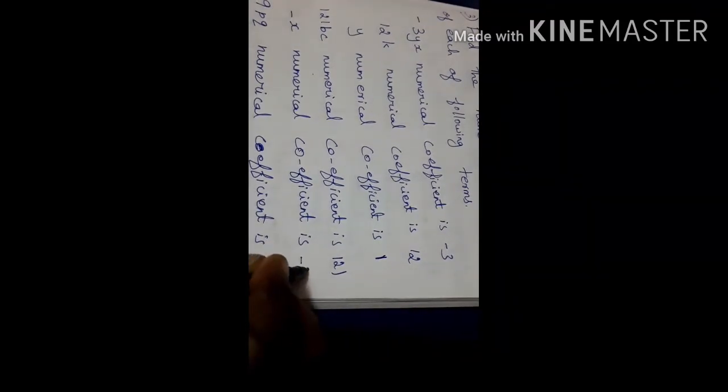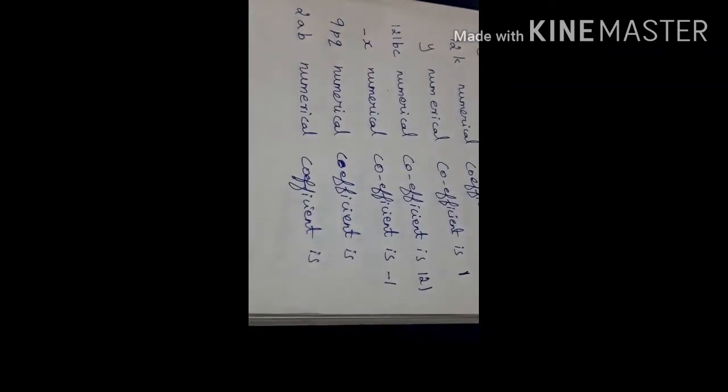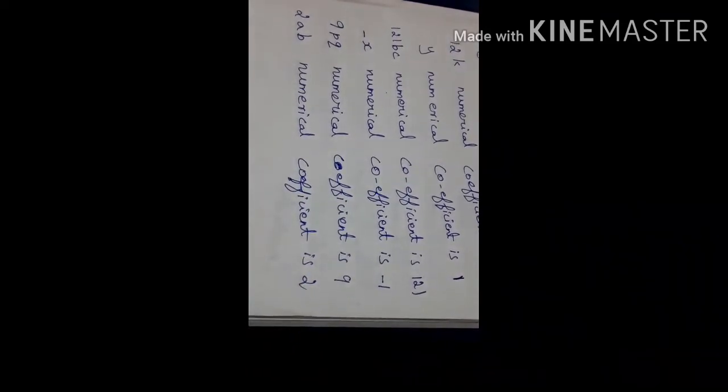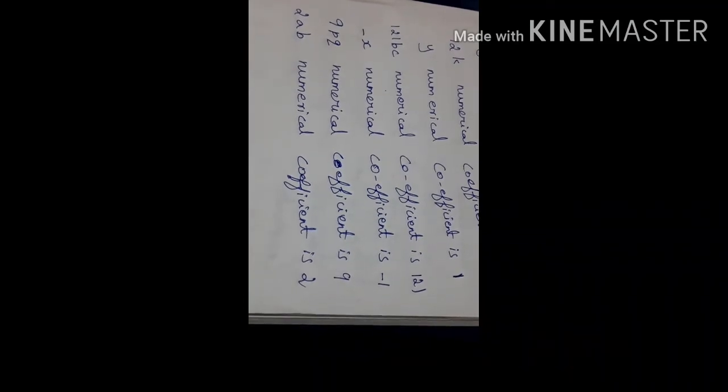Next, minus x. What is the numerical coefficient? If we have no numbers, we denote it as 1. So minus 1. Our numerical coefficient is minus 1. Next, 9pq. What is the numerical coefficient of 9pq? Yes, the numerical coefficient is 9. 2ab. What is the numerical coefficient? Yes, 2. Numerical means it is only numbers.